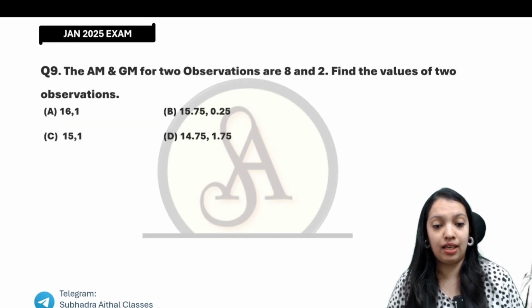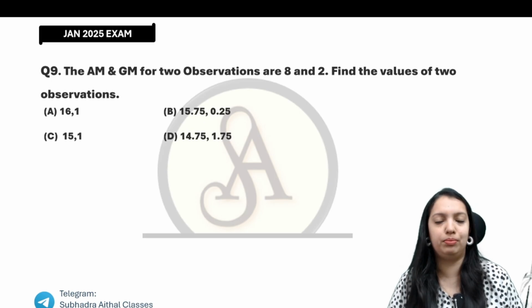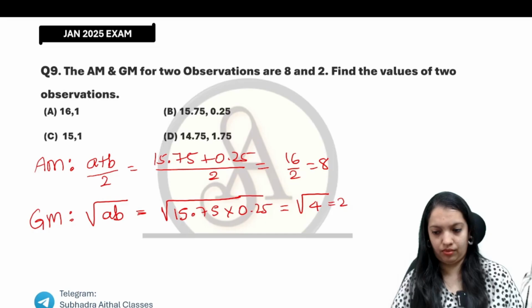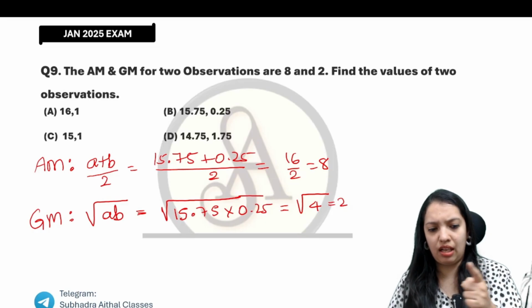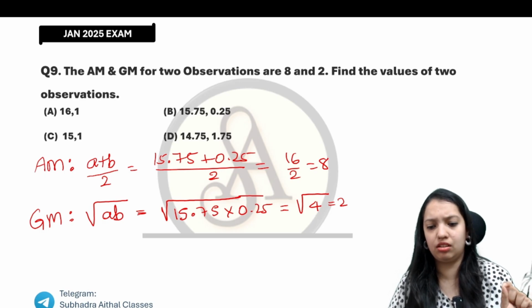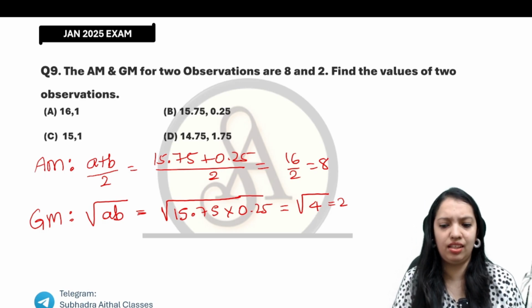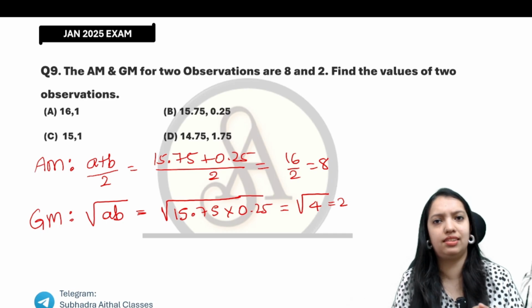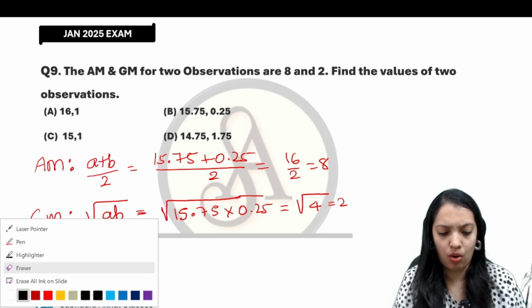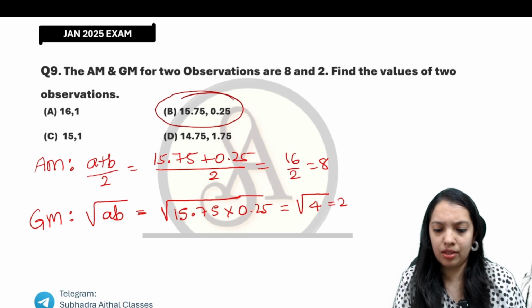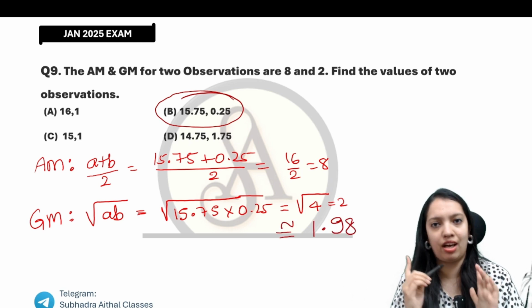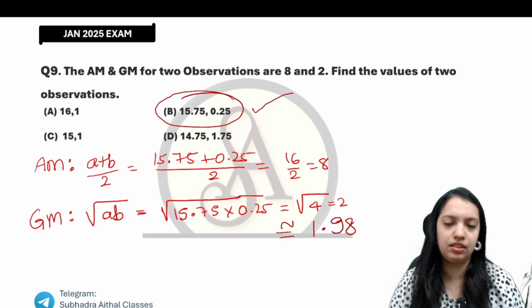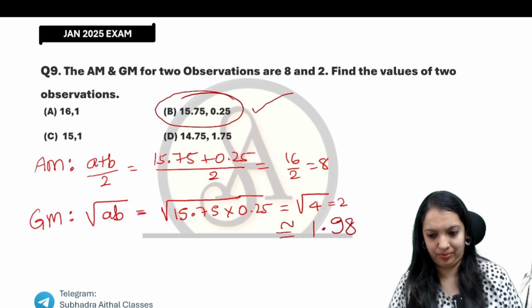Next, if AM and GM of two observations are 8 and 2, find the values of two observations. For this question, I tried this question using option hitting method. In none of the options, I am getting geometric mean value as exactly equal to 2 and arithmetic mean value as exactly equal to 8. But in option B, geometric mean is approximately 1.98. By rounding off, I have made it as 2. So we can consider option B is correct.